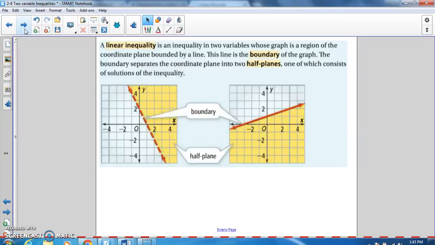So, what is a linear inequality? A linear inequality is an inequality in two variables whose graph is a region of the coordinate plane bounded by a line. So this line is the boundary of the graph. We have a line on our coordinate plane, and that line is separating the two parts of our coordinate plane. This boundary, or the line, separates the coordinate plane into two half planes. One of these half planes will be the solutions to our inequality.